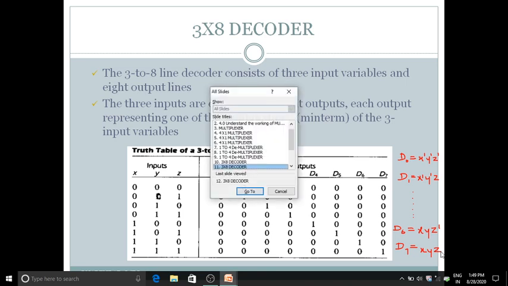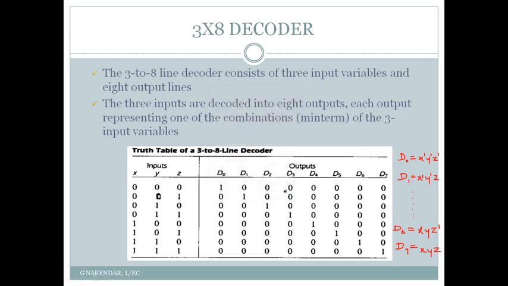So this way we'll be able to write the Boolean expression for all the outputs of the 3/8 decoder. Then you can observe, by seeing the Boolean expression for all the output variables, that each expression contains only one minterm, that is one AND term.